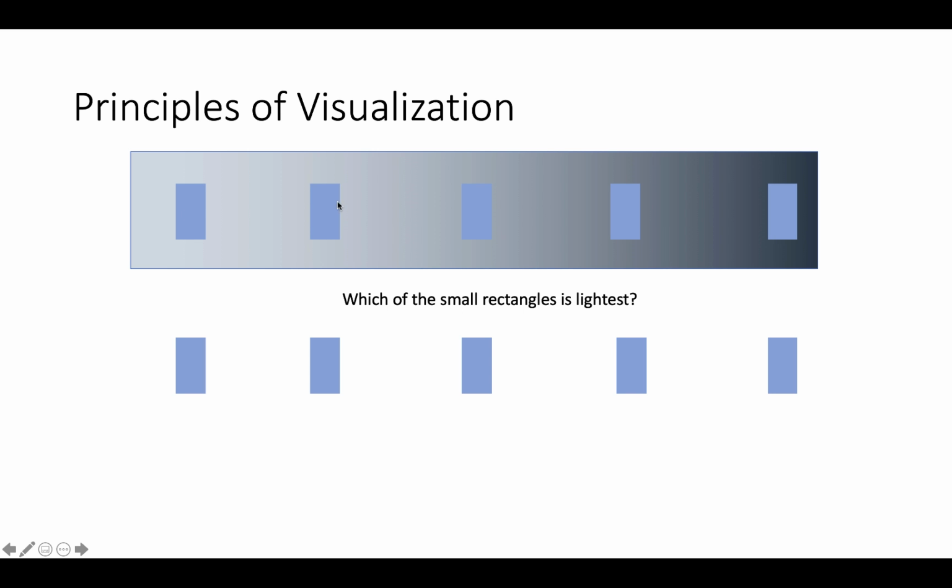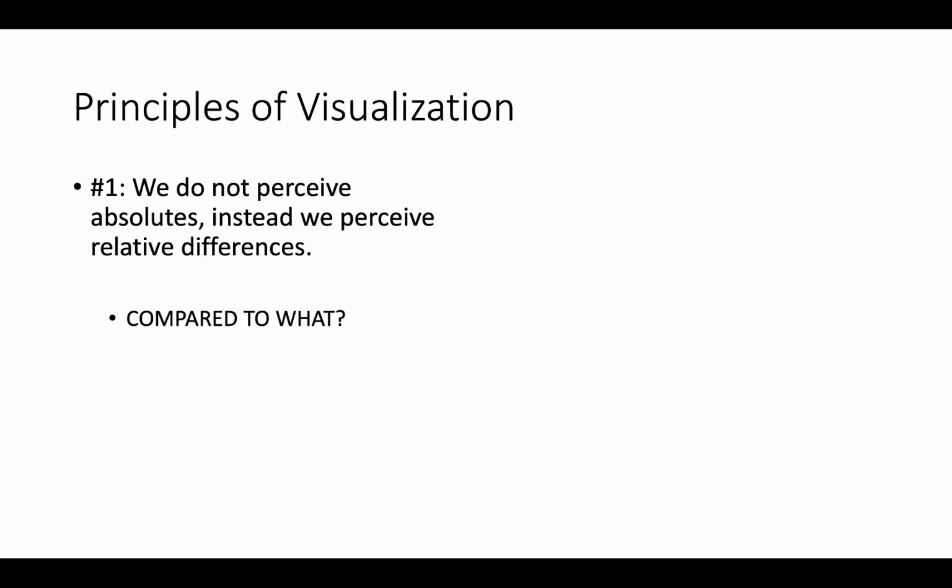And so the eye is basically comparing this small rectangle, which is exactly the same color in all 5 cases, with its surroundings. And it's showing that the difference between these two is much less than the difference between these two, so this must be relatively lighter. And so what we see with our eyes is relative differences. Now, this is going to become a mantra of what we talk about in this class, which is: compared to what? We help people gain insight through visual representations of data by comparing something to something else.